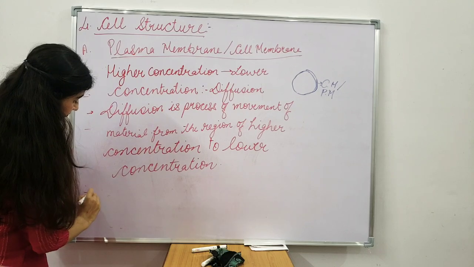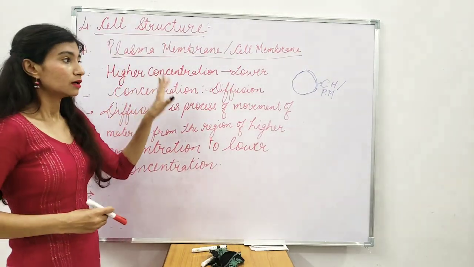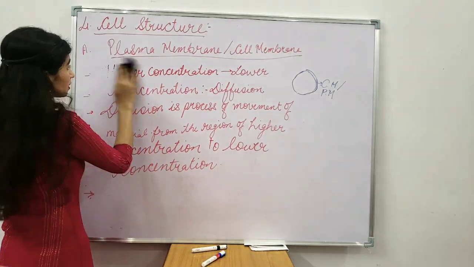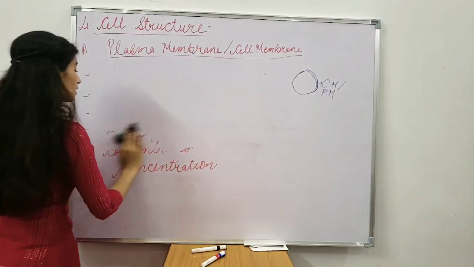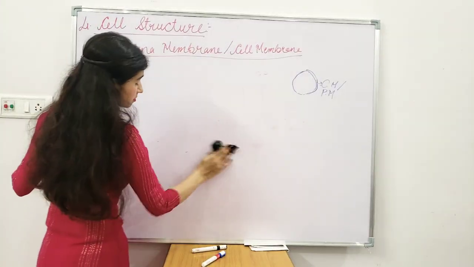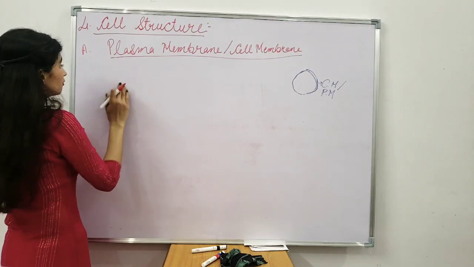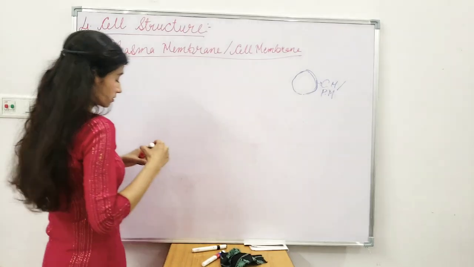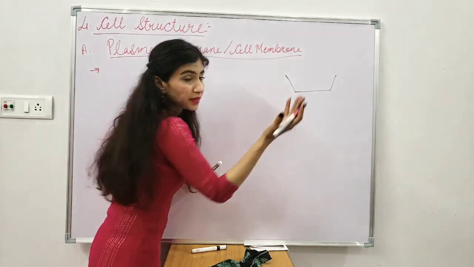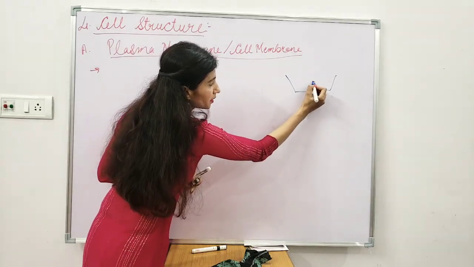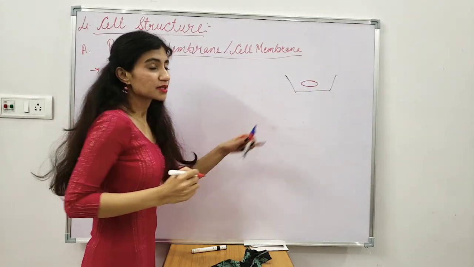Now, to understand this whole concept of diffusion, we will take three situations. The movement of these substances in and out of the cell also depends on the other substances present. I'll draw a small picture to make you understand. This is a petri dish, or a beaker, a small plate, and I'm going to keep one raisin in it. This is a raisin in the dish.